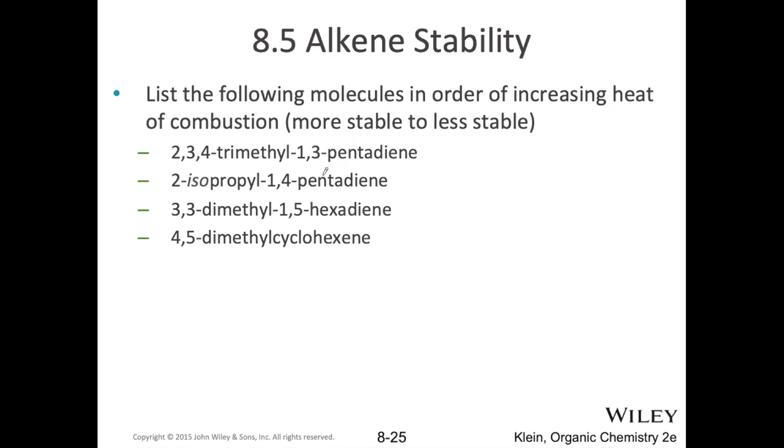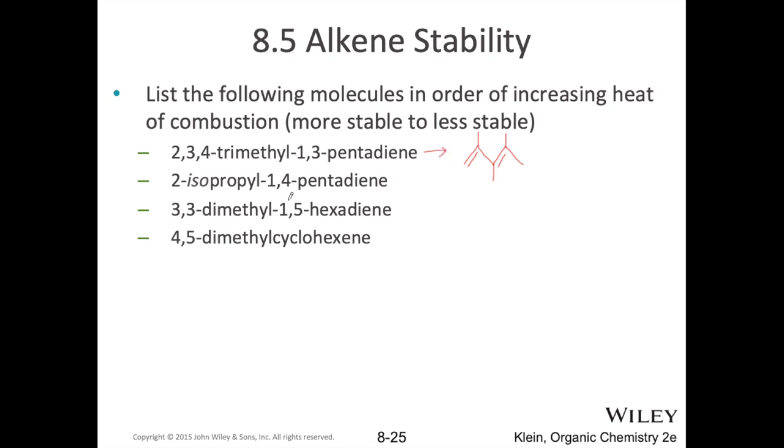Well, actually, it looks like we start off with a 5-carbon chain. So we've got 1,3-pentadiene. Let's start off with our pentane here. 1, 2, 3, 4, 5. And we have double bonds on 1 and 3 carbons, so between carbons 1 and 2, and between carbons 3 and 4. So there's our 1,3-pentadiene. And we have methyl groups on the 2, 3, and 4 carbons. So that's a methyl group on the number 2 carbon, number 3 carbon, and number 4 carbon. Okay, so that's that molecule there.